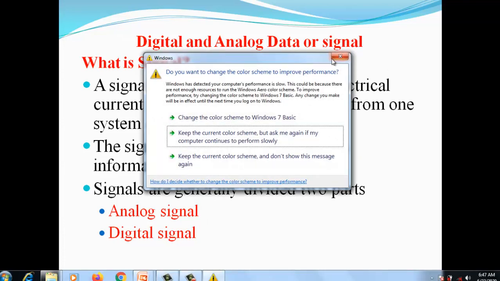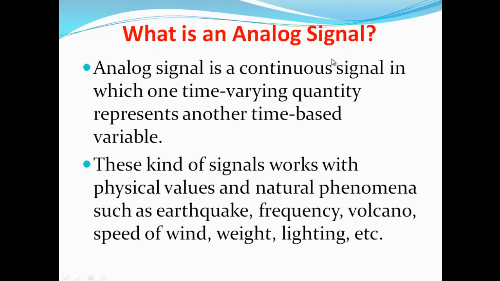First we focus on analog signal. What is an analog signal? An analog signal is a continuous signal in which one time-varying quantity represents another time-based variable. An analog signal is a continuous electrical signal in the form of waves. When we use an analog signal, it is represented as a wave signal, and it is also in a continuous form.